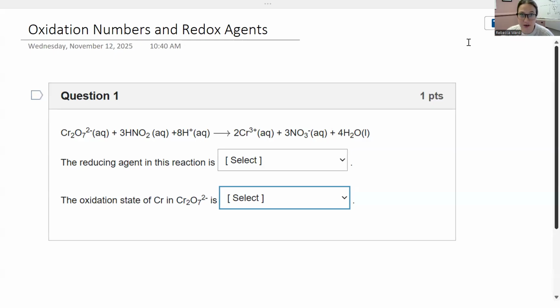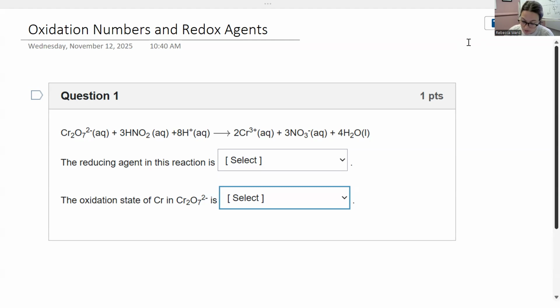In this question, we're given a balanced redox reaction, and we're asked about some of the oxidation states as well as to identify the reducing agent. So when I approach these problems, I just start by going through and identifying the oxidation state for every single atom on the left and right side. And that's going to answer the second question for us of the oxidation state. And then it's also going to help us identify where the electrons are coming from in this redox reaction.